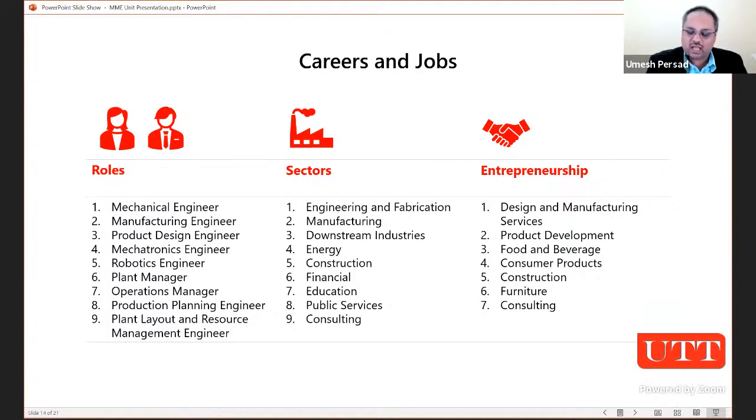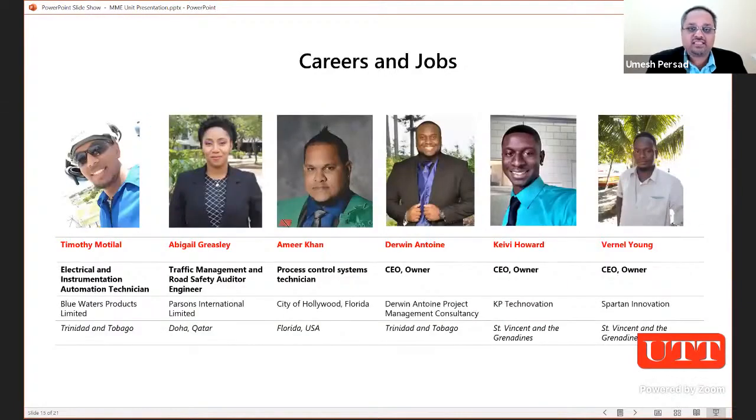Also, our students start their own businesses, and this is strongly encouraged. To give you an example, I just have a few selections here of our students who've gone on to do very well. You can see, for example, Timothy Motilal working at Blue Waters in Trinidad and Tobago. Abigail Beasley, she ended up at Doha, Qatar, looking at road safety. We have Amir Khan, who is in the city of Hollywood in Florida, working on process control systems. And then, for example, we have Derwin Antwine, KV Howard, Vernal Young.